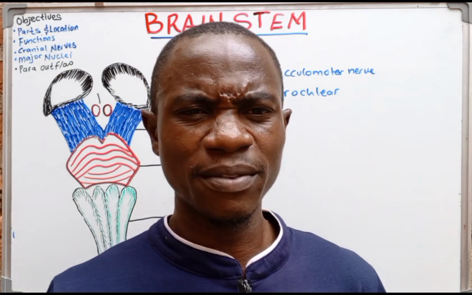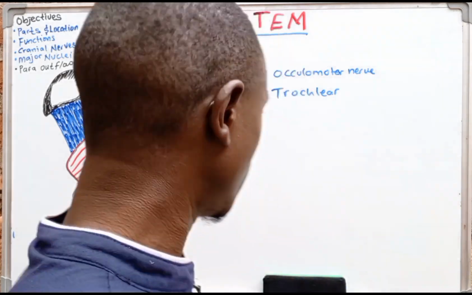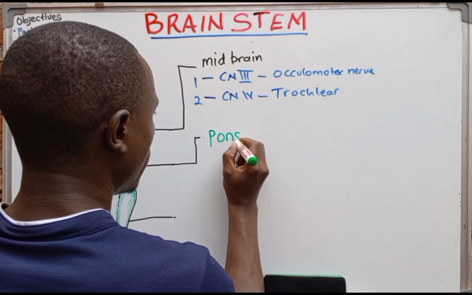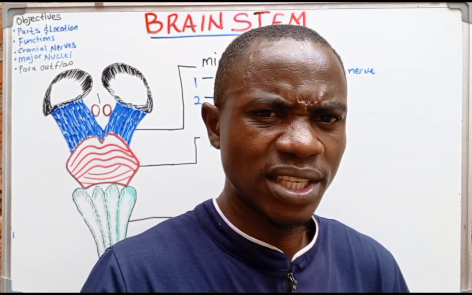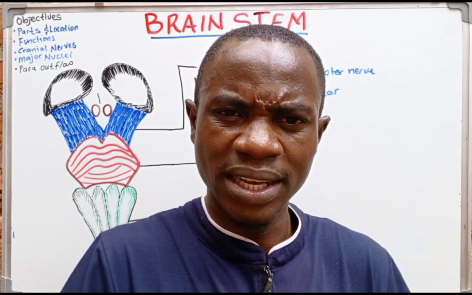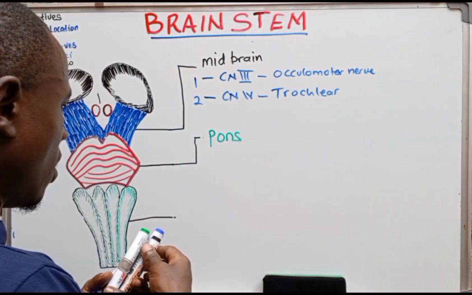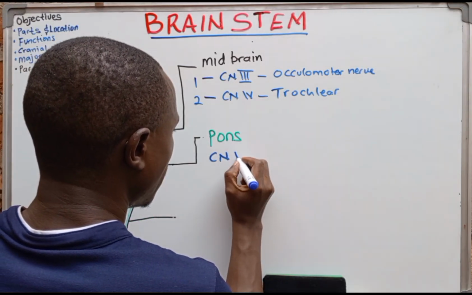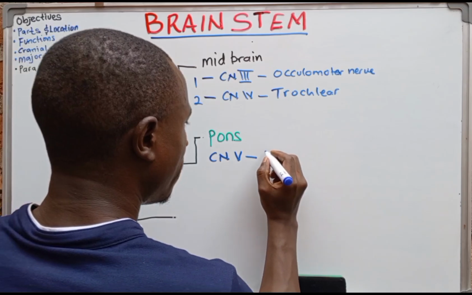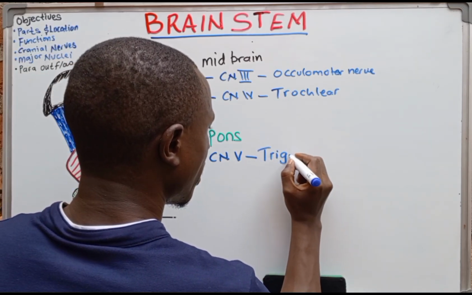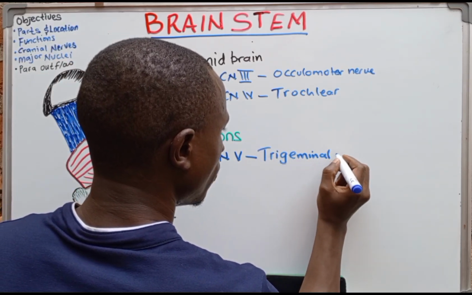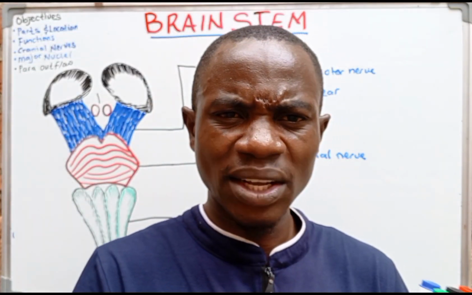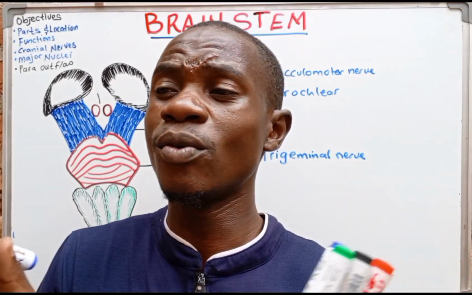So now let's have a look and see the cranial nerves which are exiting from the pons. So now this one here is going to be our pons. Let's have a look and see some of the nuclei which are going to be housed in the pons and give us the cranial nerves. Okay, so now we are going to be having cranial nerve number 5, and of course, cranial nerve number 5 is what we call the trigeminal nerve.